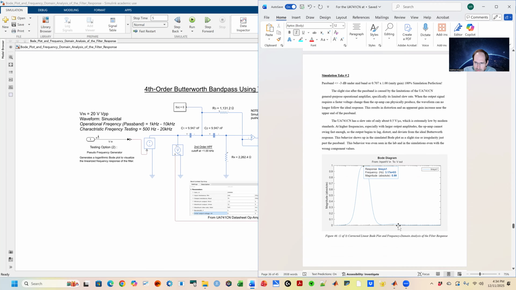Now we're going to look at the lower side of this and the upper frequency sides of this. Here's where the attenuation occurs, here and here. And below this frequency, here and here, the gain drops below 0 decibels.